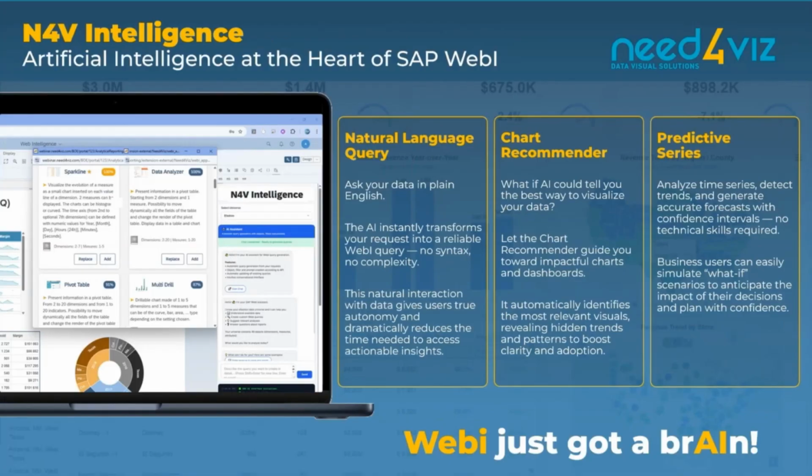And now it's time for N4V Intelligence, the new AI extension in SAP BusinessObjects. The objective is straightforward. It is to equip each Web Intelligence user with the tools to analyze, to simply visualize and anticipate using their own data, thanks to the AI directly integrated into SAP BusinessObjects.